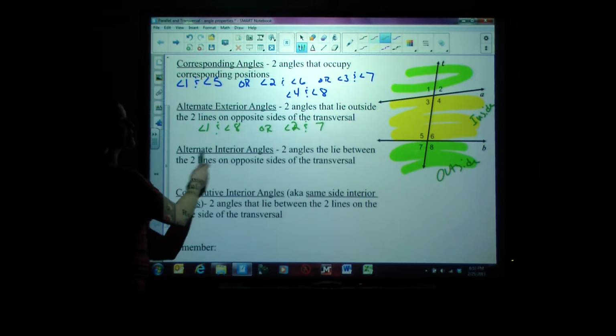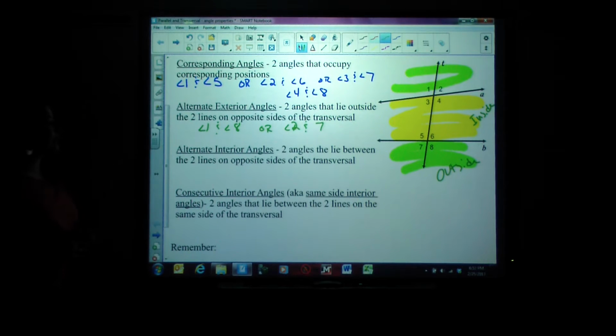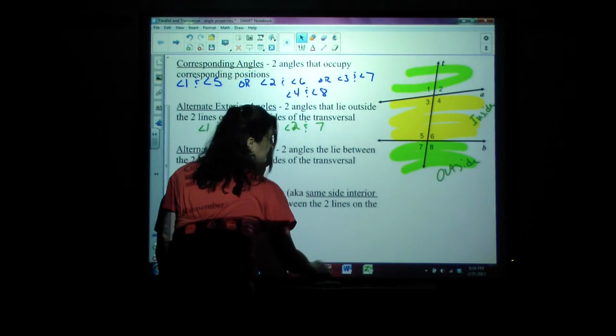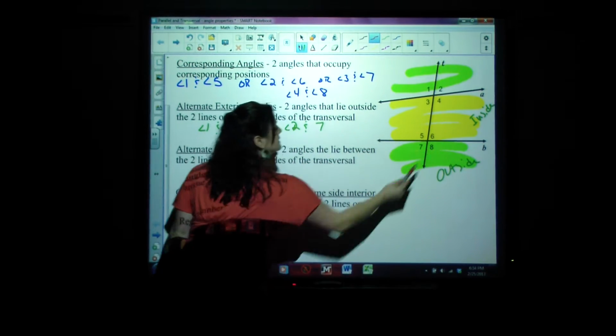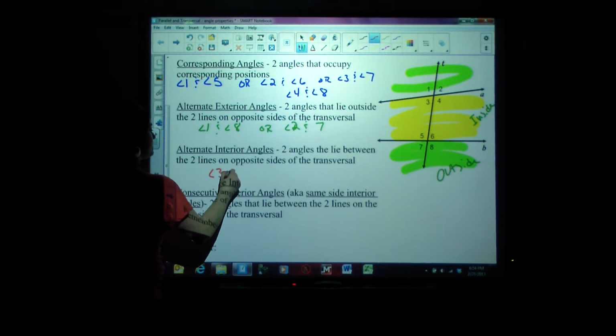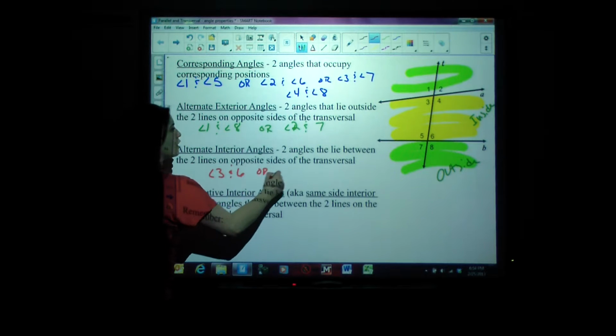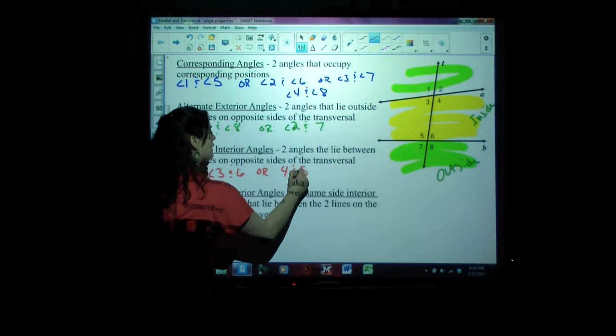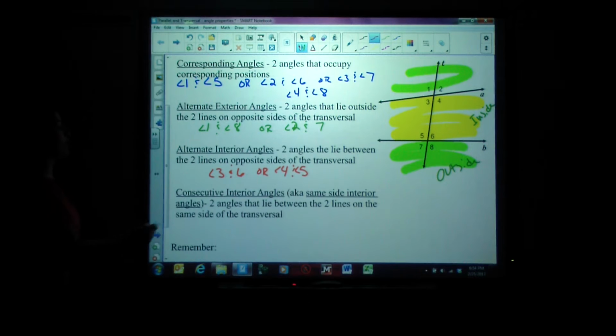Next one, alternate interior angles. Good thing we just highlighted all of our interior angles. So alternate interior angles are two angles that lie between the two lines on opposite sides of the transversal. So in this case, we're talking about 3 and 6, or 4 and 5. So angle 3 and angle 6, or angle 4 and angle 5.